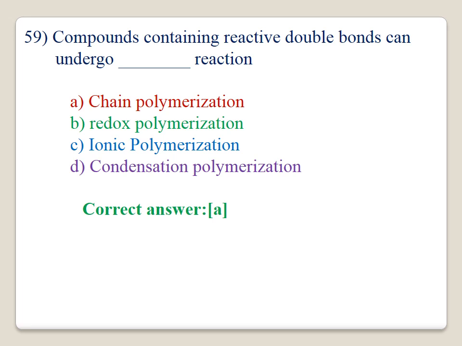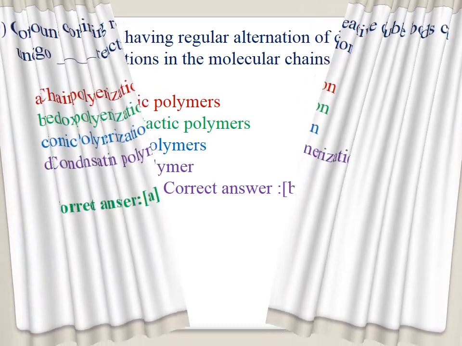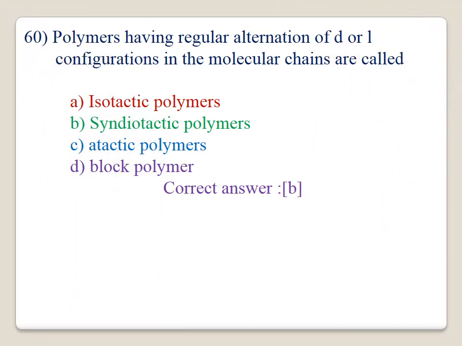A compound containing reactive double bonds can undergo dash reaction. The option A is correct. This type of compound undergoes chain polymerization reaction. Option A. Polymers having regular alternation of D or L configuration in the molecular chains are called. Option B, syndiotactic polymer. Syndiotactic polymer. Option B is correct.